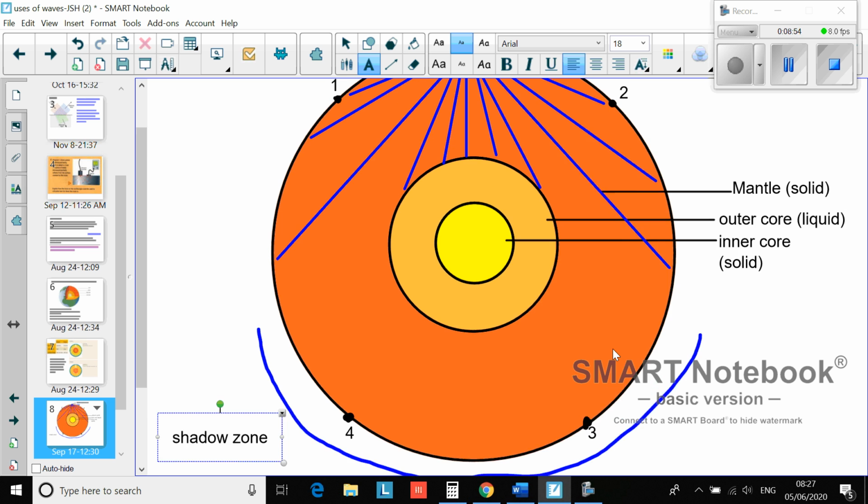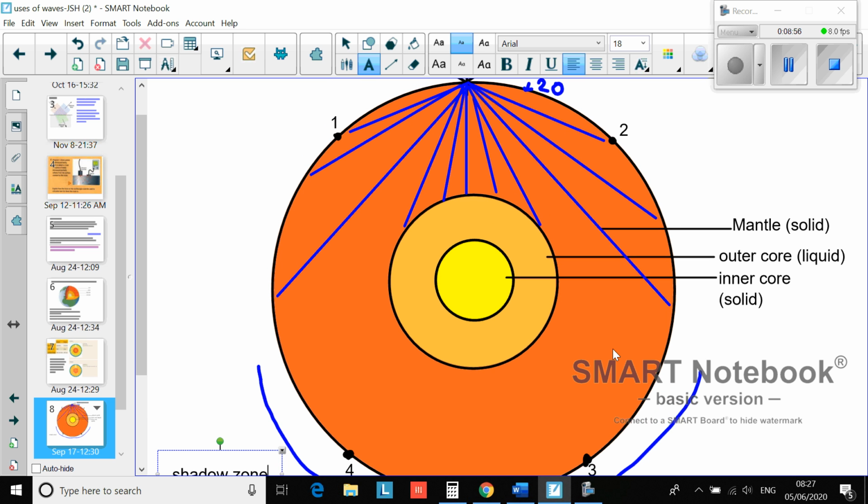So what I would like you to do is think about the logical conclusion. The only conclusion, therefore, is that part of the core is liquid. Okay. So that is the conclusion the S waves give us. We know that the mantle must be solid because the S waves travel through that. Okay. They must hit a liquid layer because they can't travel through that. That is the logical conclusion based on these findings.